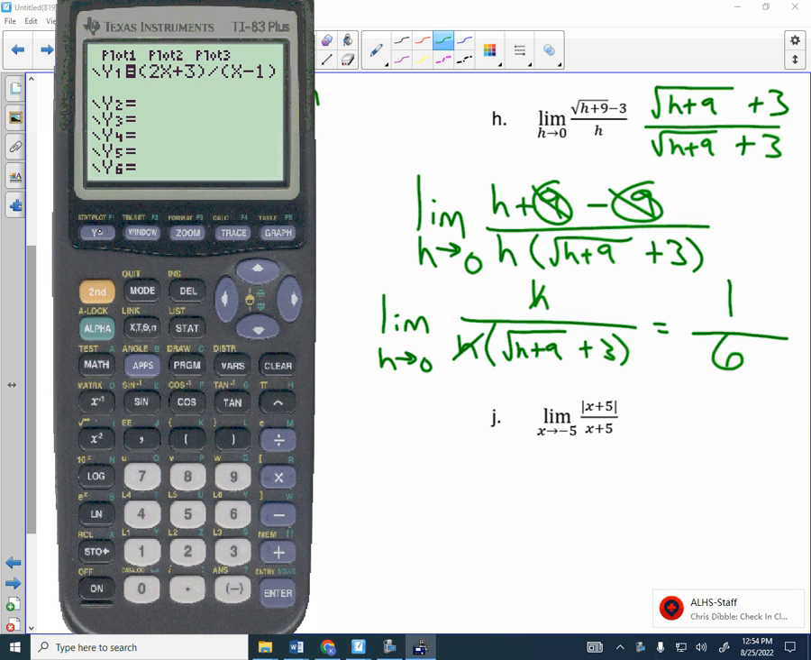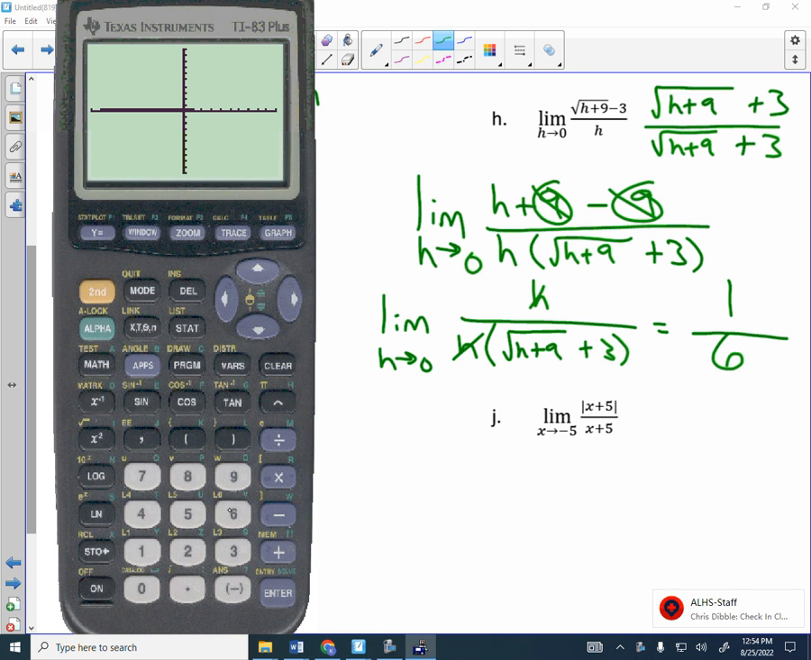Okay, if I go into y equals, I just want to show you how this works out. It's kind of nice. I'm going to type in the square root of x plus 9, and then I'm going to subtract 3, and that's the top. So I'm going to take all that and divide it by x. Okay? We good? Okay, watch when I zoom standard. Look at that. As h approaches 0, what's the height approaching?